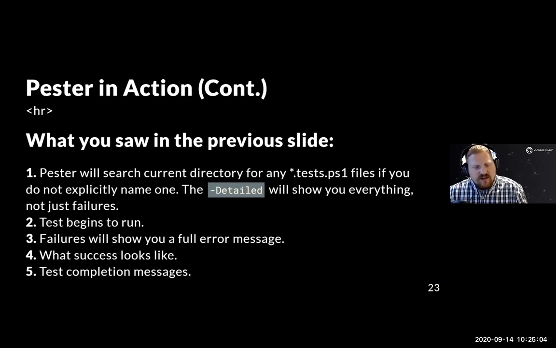So I've already explained what's going on in the previous slide. Just to reiterate, the detailed parameter will show you everything that you saw on the last slide. So just remember, if you want to see all the pretty output, all the varying colors, make sure you use the dash detailed parameter when you run Pester.